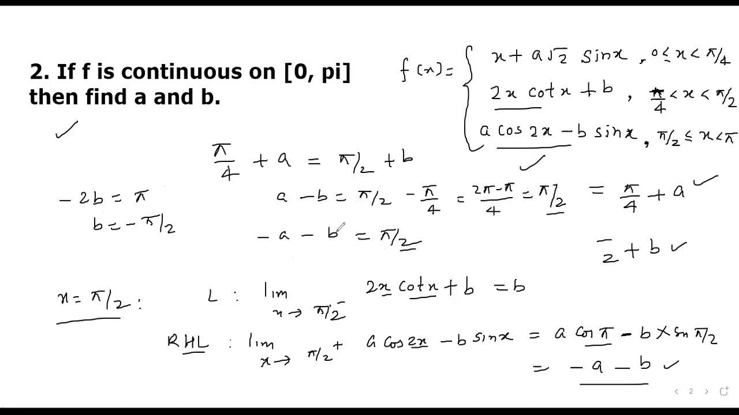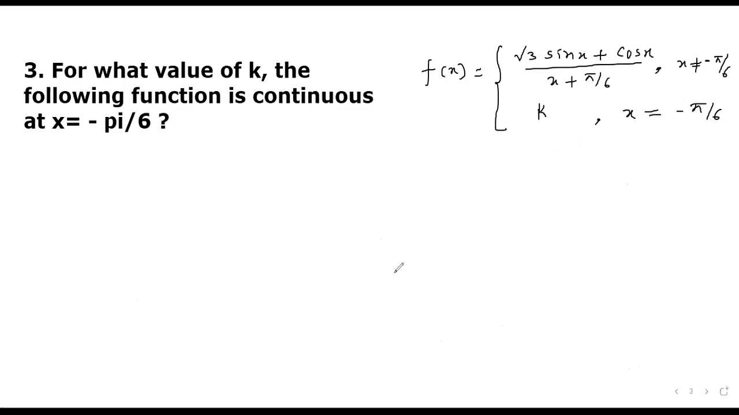And when b equal to minus pi by 2, we put here, so we get minus a equal to pi by 2 plus pi by 2. And this will become pi. So minus a equals pi, which gives a equal to minus pi. So we have got the answers. Now let's go to the next question.